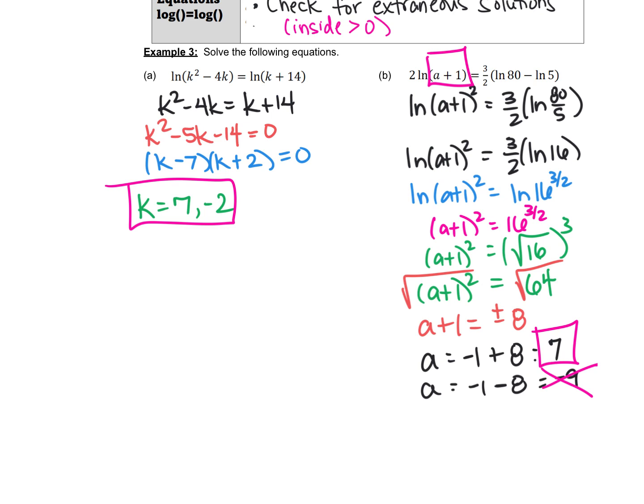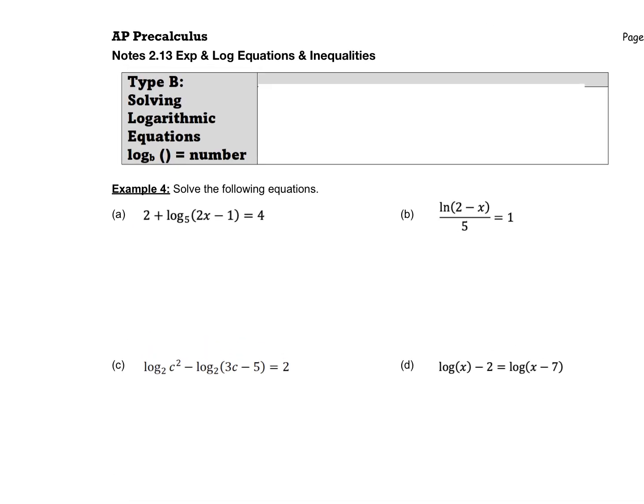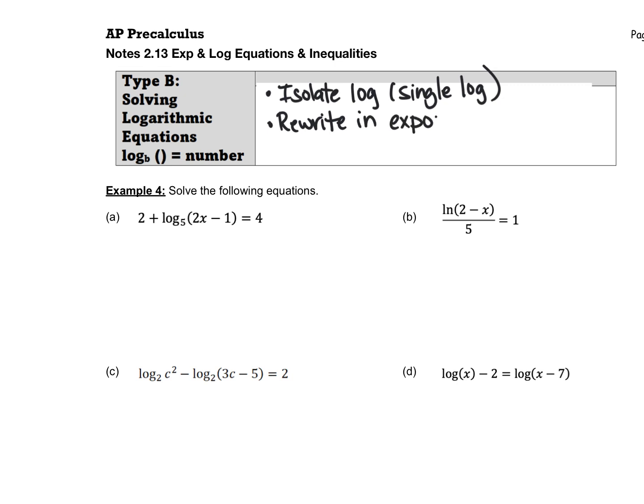Alrighty, let's do the second side. So there's 4 different strategies, 2 for each kind. Isolate your logarithm. Be sure it's a single log. Rewrite in exponential form. Always check for extraneous solutions for log equations.